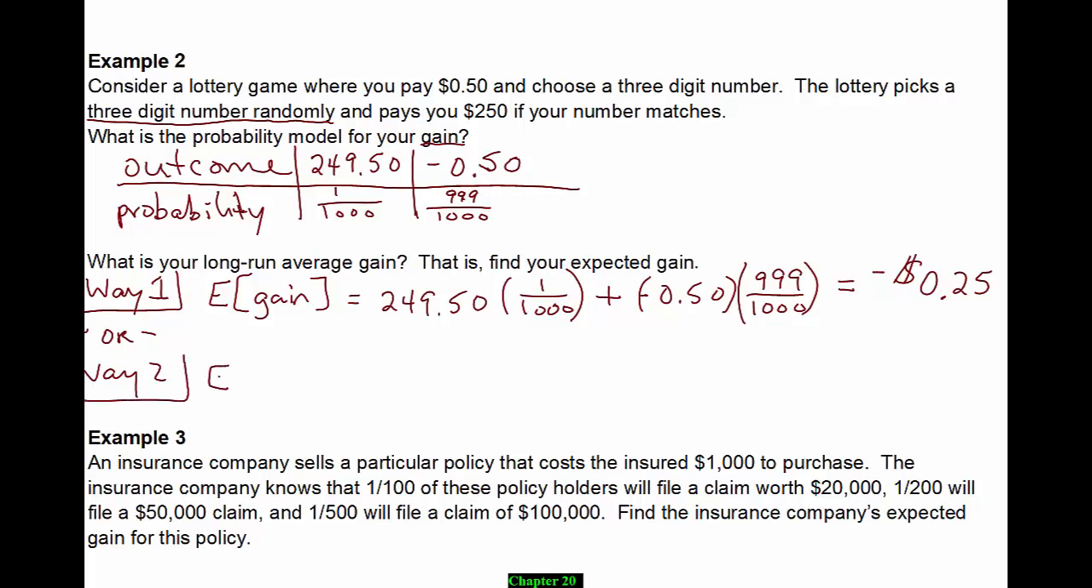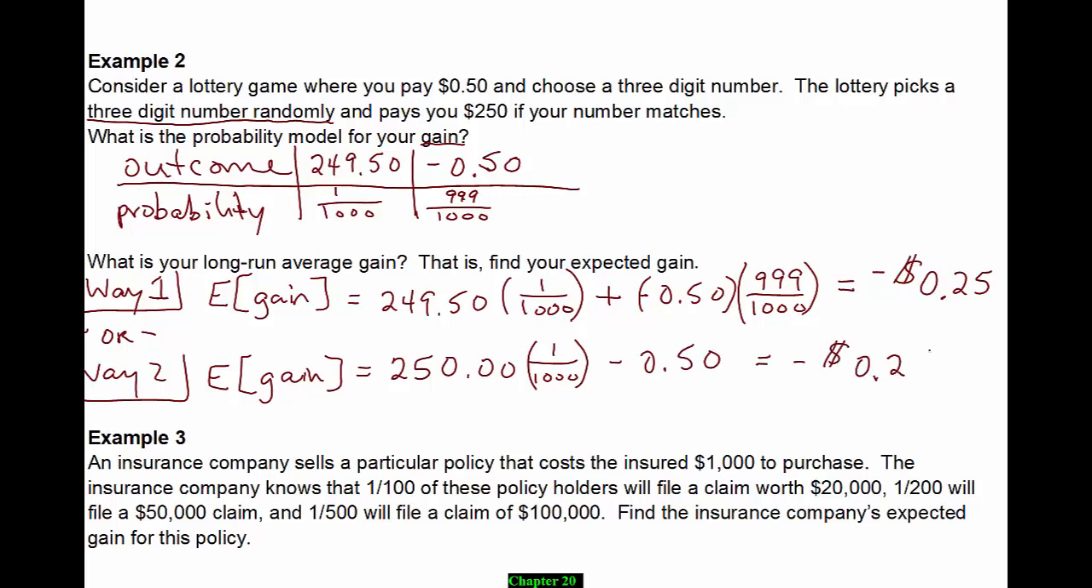Or way 2, to compute expected gain, is to take the amount you could win. We've only got one amount we could win here, so that's $250, times the probability of being the person that wins, 1 out of 1,000, and then subtract the amount that you spent on your ticket. And if you punch that in your calculator, it again comes out to be minus 25 cents.